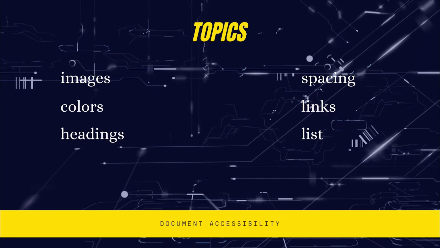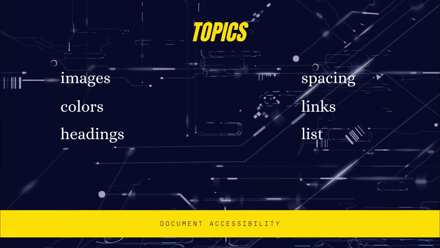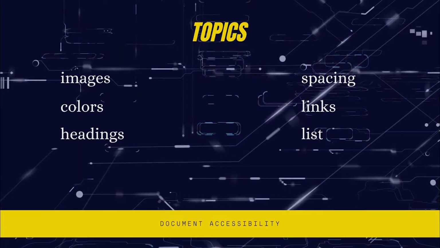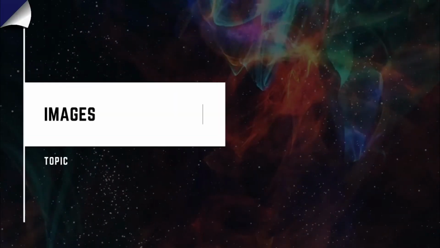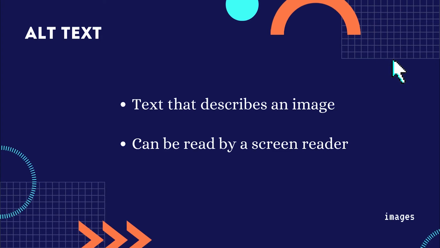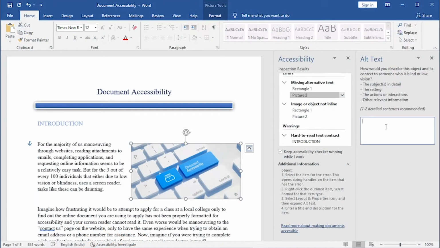Let's begin. We'll look at the following topics: images, colors, headings, spacing, links, and lists. Let's start with the images. All graphics need to have an alternative text, or alt text, in short, that is, text describing an image, which can be read by a screen reader. These days, when you first insert a picture, Word automatically generates a description which you can see in Edit. If you're editing an older document, you can add alt text by right-clicking the image, then Edit Alt Text.